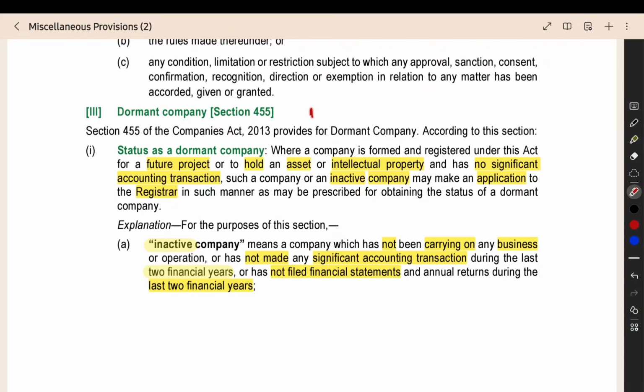Now we can see the topic of the dormant company. So what is a dormant company? Why do we want a dormant company? You are starting a company, but immediately you will not have major business operations. You will just have the company and the office will be there, but no business will happen. After some years only you will start the project, do the work, and then the business will happen. If you are in such a case, then you can create a dormant company.